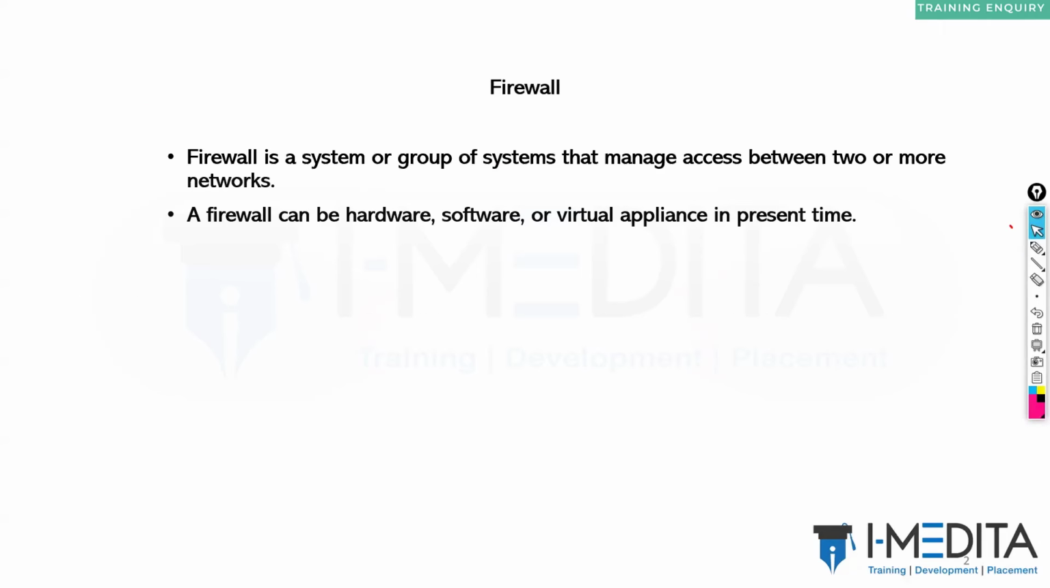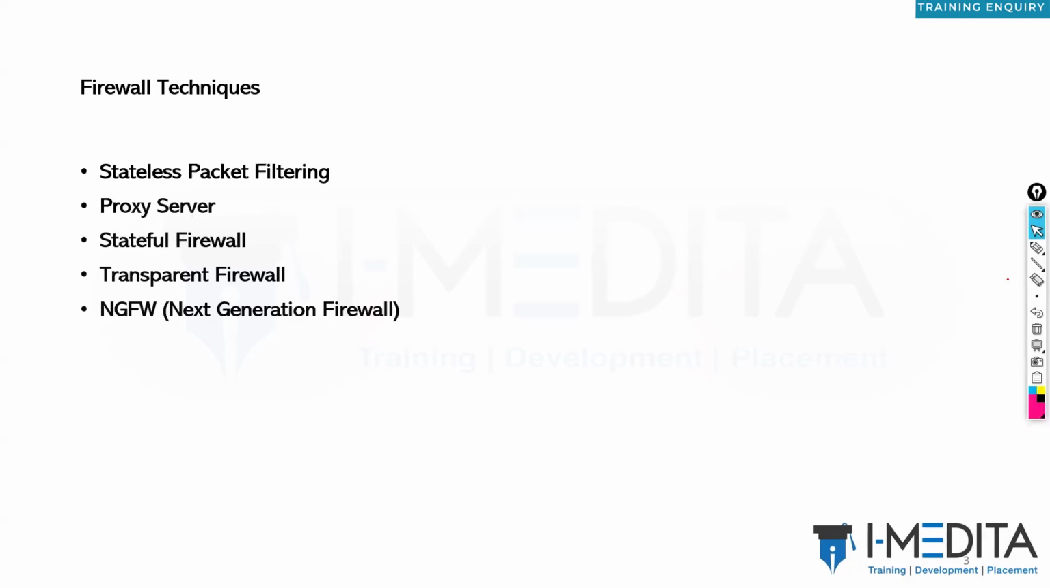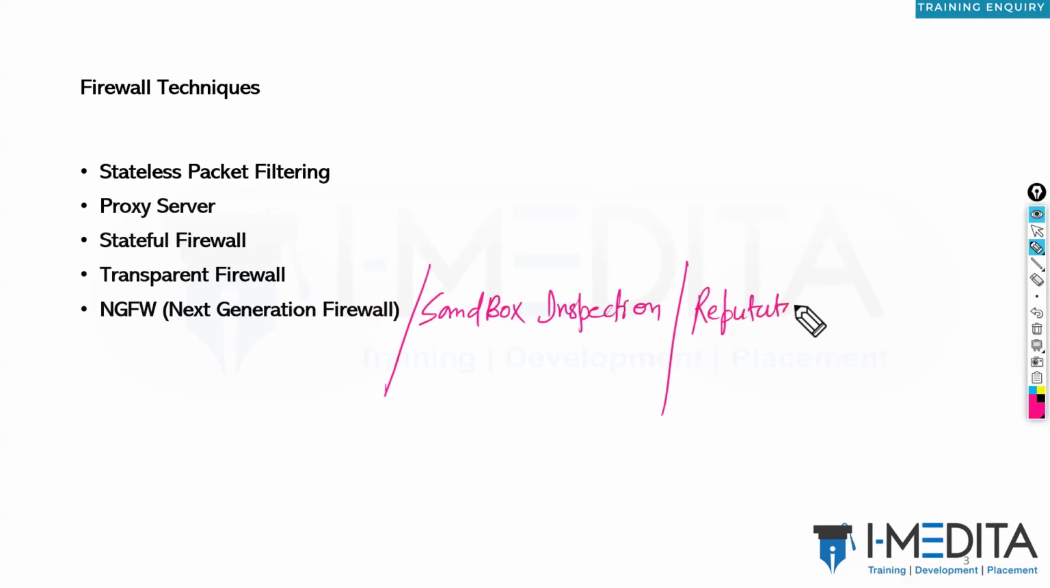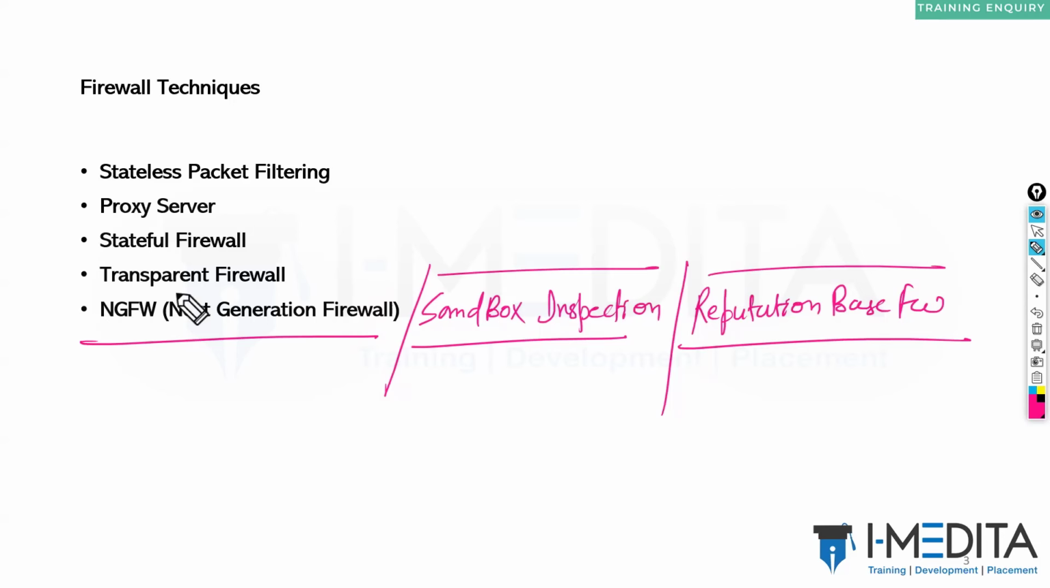Clear? Understood. So till now we have learned what a firewall is and firewall techniques like packet filtering, proxy server, stateful firewall and transparent firewall. The next firewall technique is the next generation firewall. This is also called sandbox inspection, or it is also called a reputation based firewall. Some people call it a reputation based firewall.